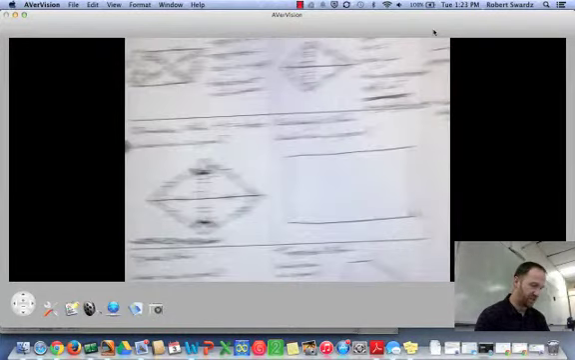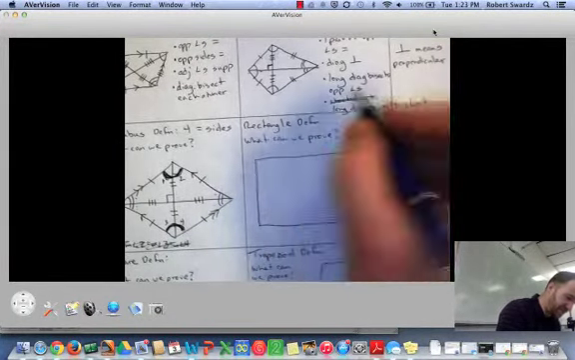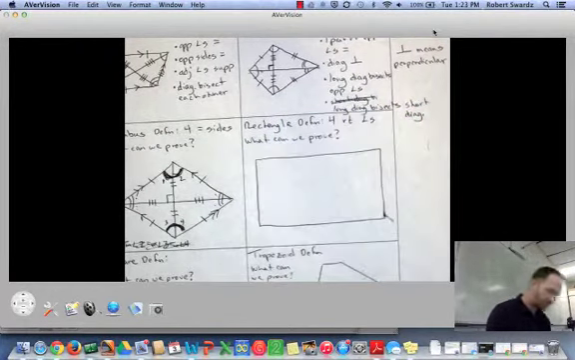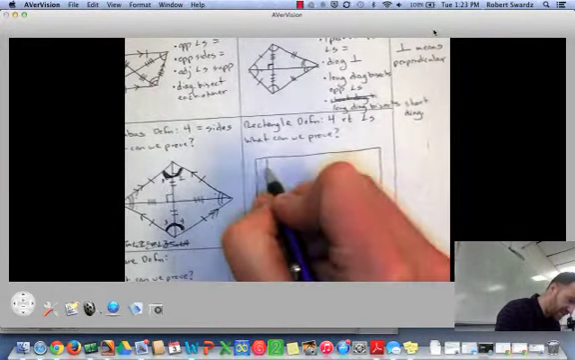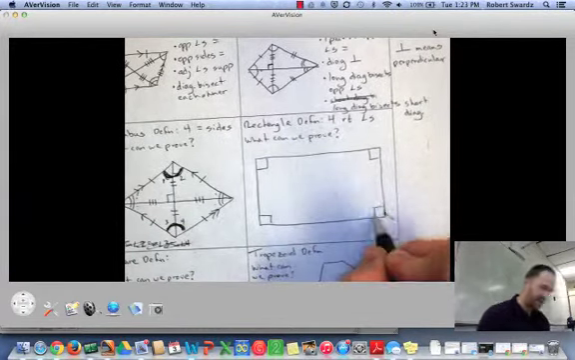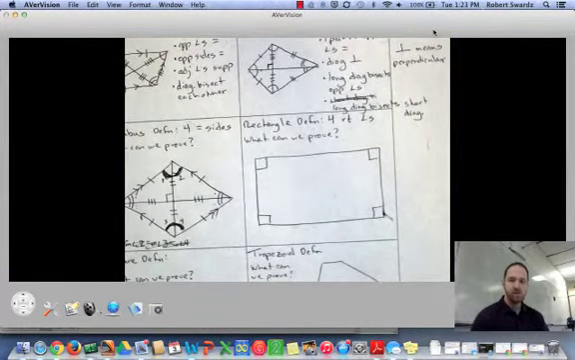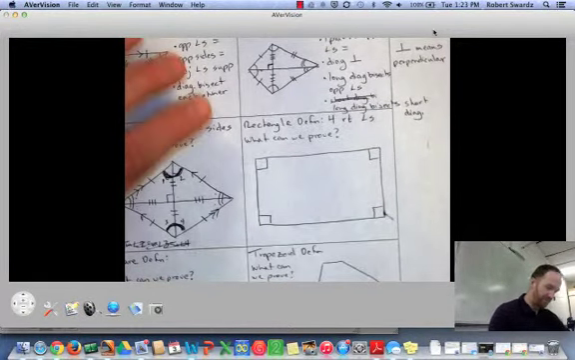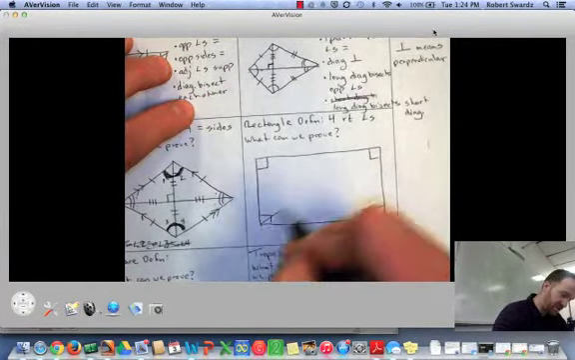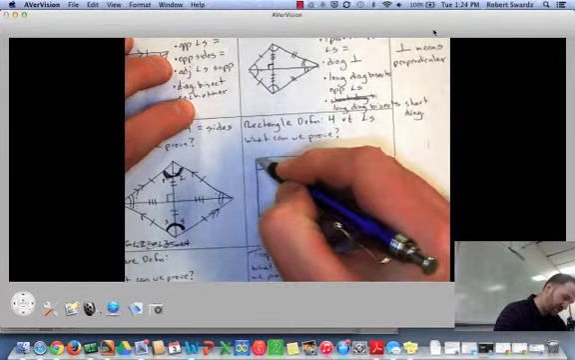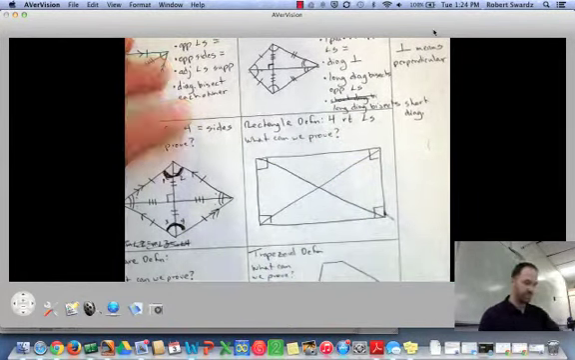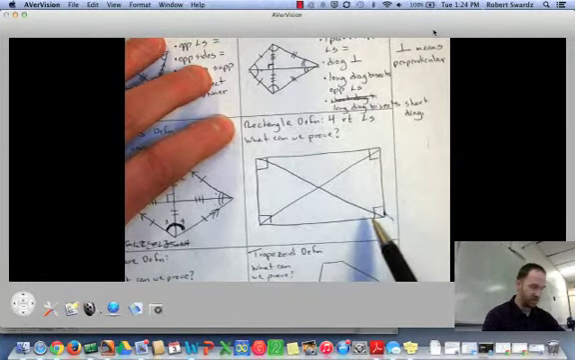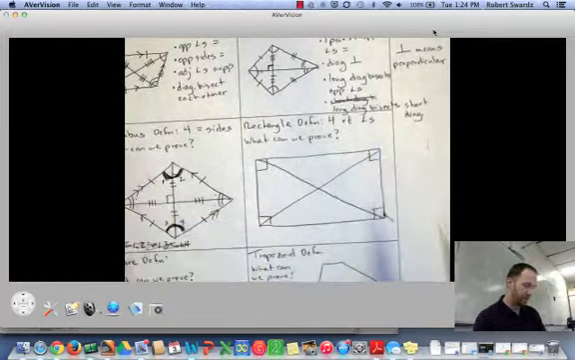Let's look at rectangles. A rectangle, definition: 4 right angles. So this is 90, this is 90, this is 90, and this is 90. One thing that we already proved about this, and this you did in a previous lesson, is the diagonals have to be equal in length. So this side and this side have to be equal.